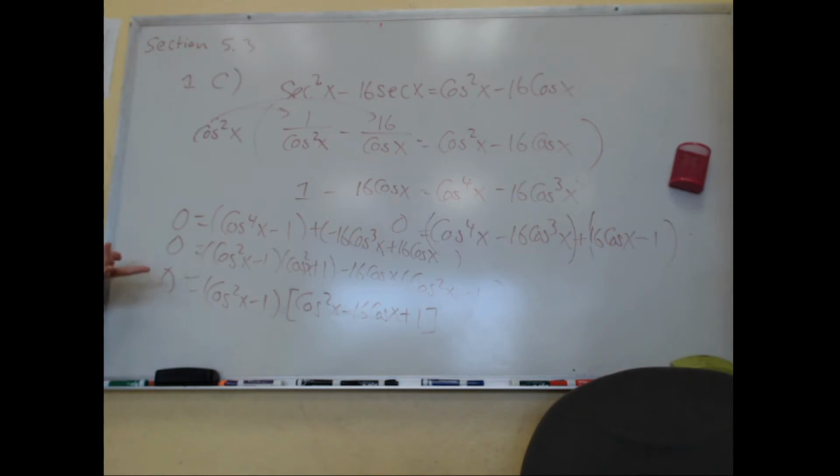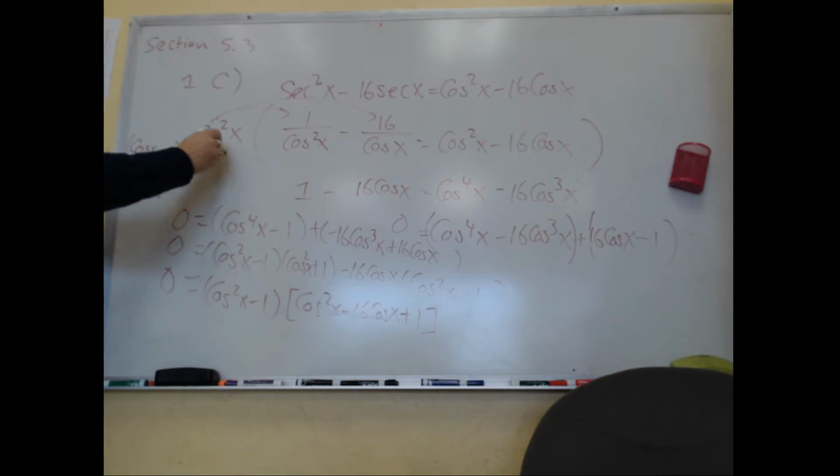That one we just set equal to 0. Cosine squared of x minus 1 is the difference of two squares. We can do that. So cosine of x minus 1 times cosine of x plus 1, and then set that equal to 0. So cosine of x equals 1, and cosine of x equals negative 1.